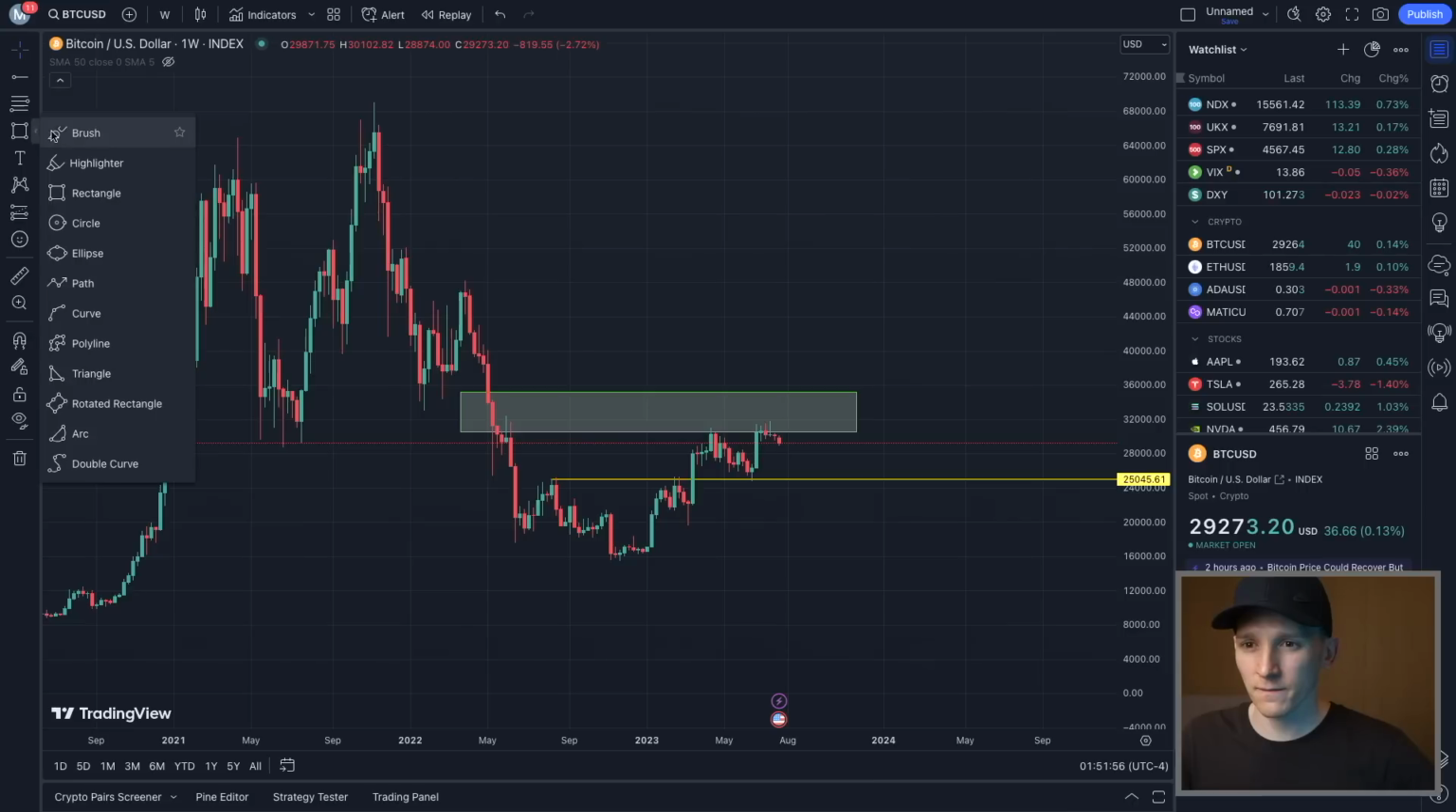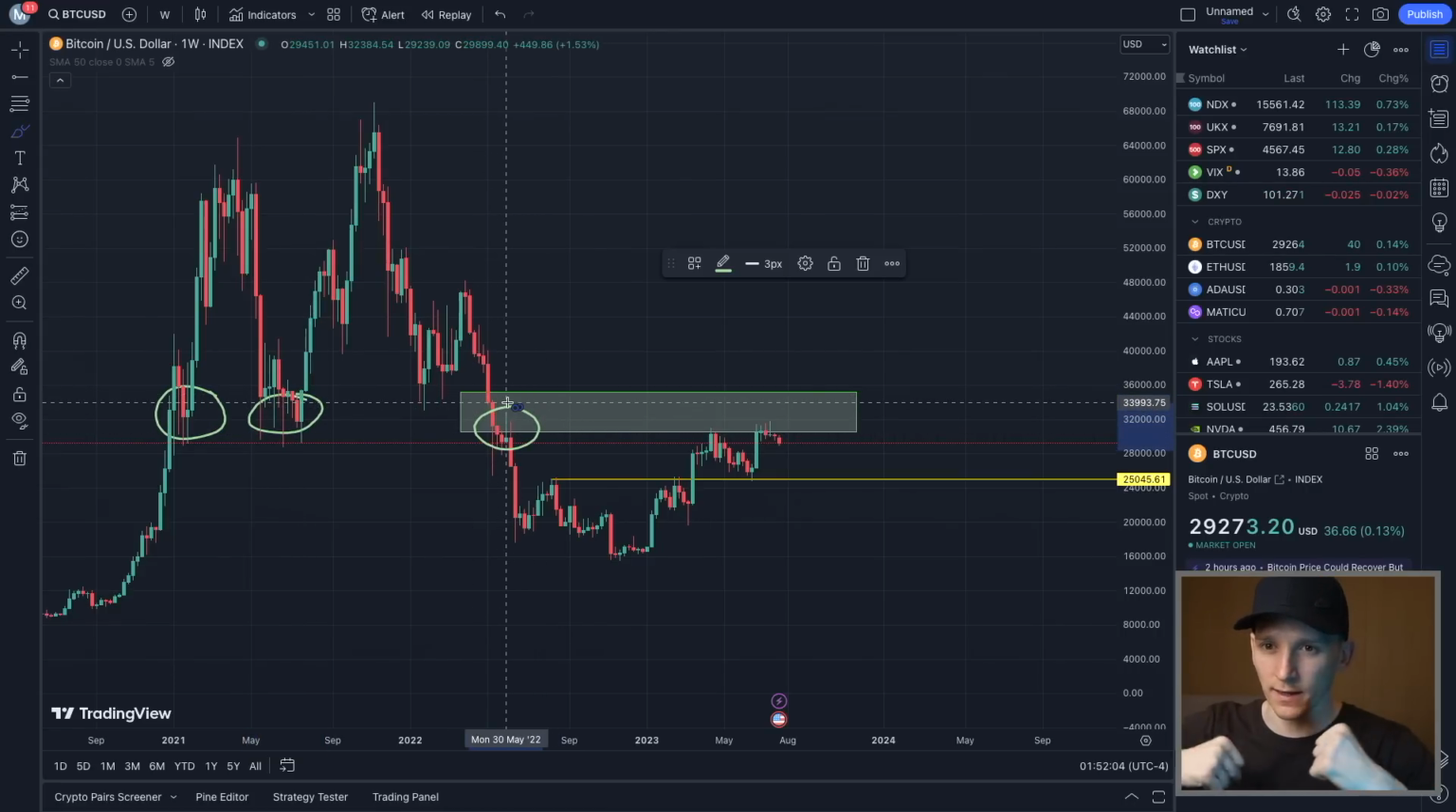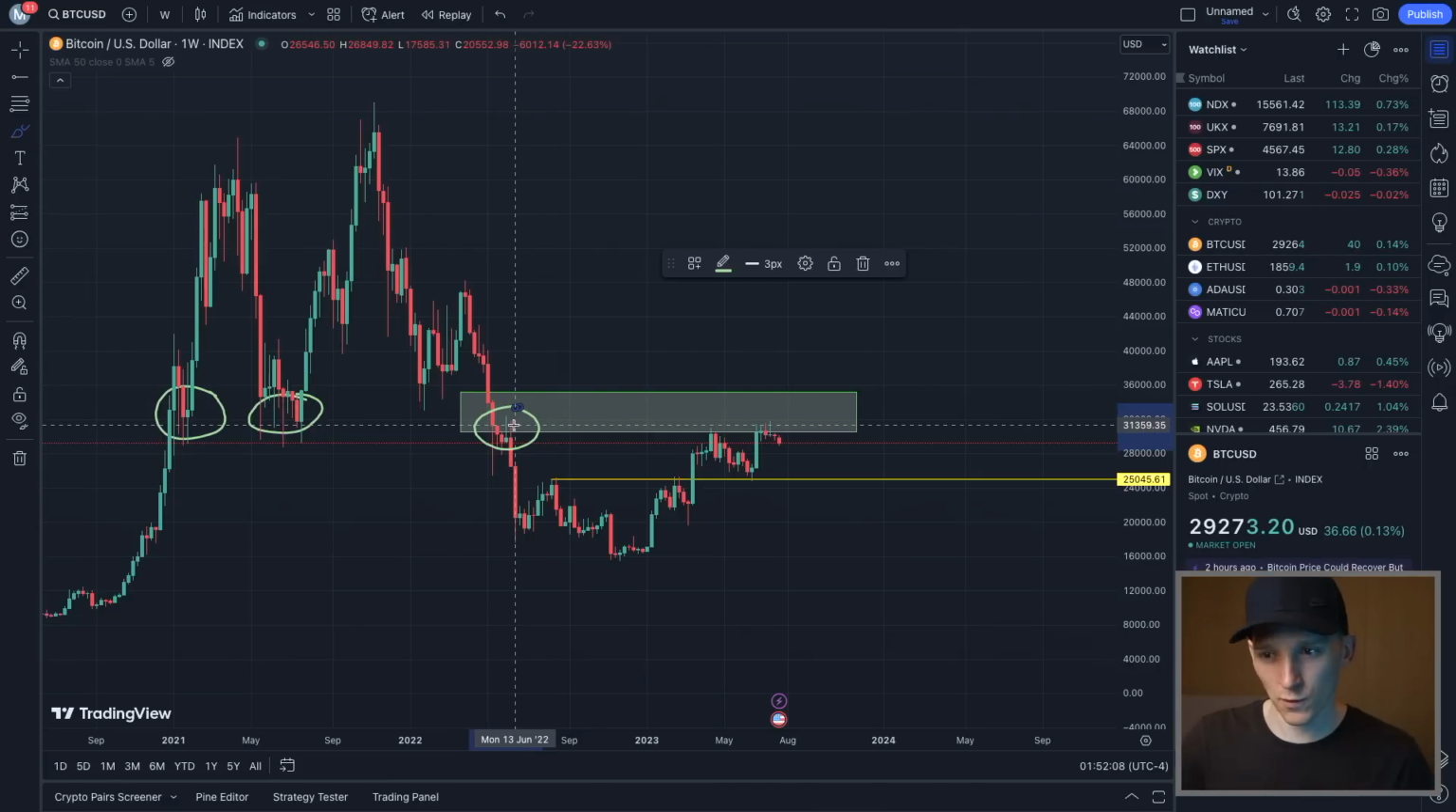Why is it resistance? Because it was support in the bull market. What you really have here is just a lot of traders that were trading and have positions around this price. This price is around, call it 32K.